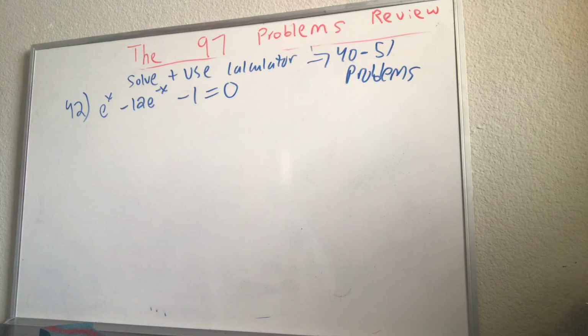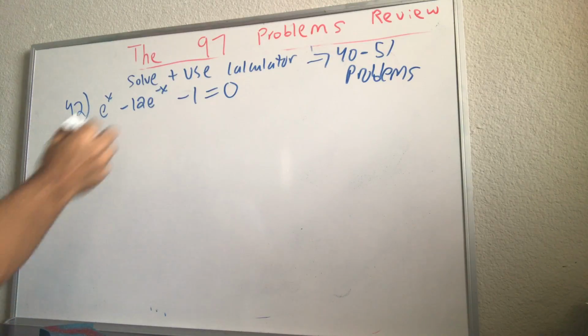Here's question number 42. It states that e to the power of x minus 12 times e to the power of negative x minus 1 is equal to 0. And so we want to solve this. Now, if you want, you can again try this problem on your own here. You want to think of this problem in a different manner. It's quite challenging here, especially if you do not know the first step.